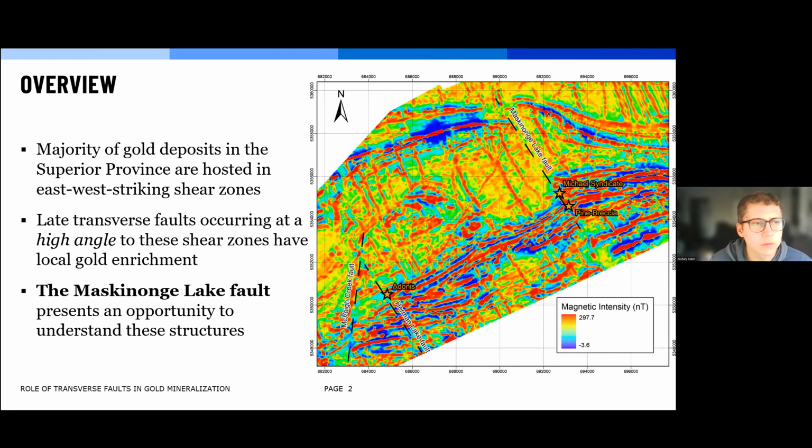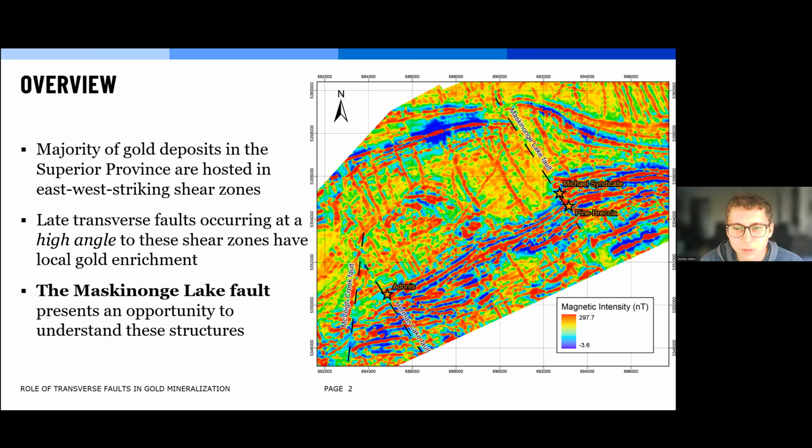So just a quick overview of the problem. Why are we interested in these structures? Most gold deposits in the Superior Province, such as the Island Gold Deposit, are hosted in east-west striking shear zones. Late transverse faults tend to occur at a high angle to these shear zones, and they've been observed with local gold enrichment, but they're underexplored, and so their significance isn't really understood.